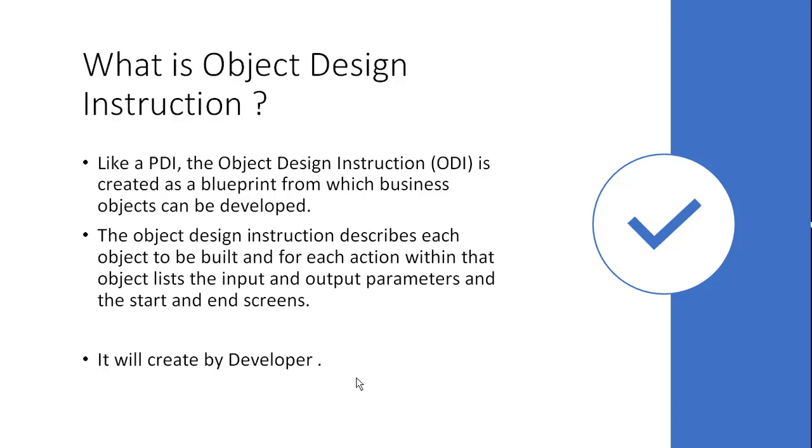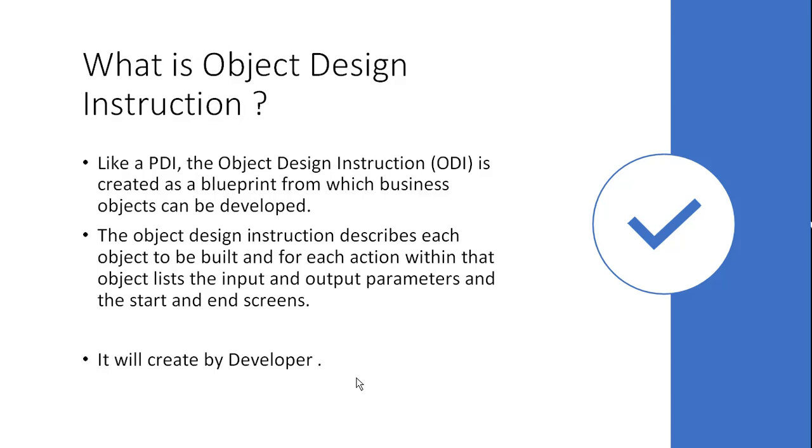Object design instruction is very low level, with each and every attribute: this is the attribute I have to use, this is the level of capturing, which is the mode I am using. For example, Win32 mode, or which object I'm using, background or foreground or exclusive. So this is the very low level which is created by the developer.